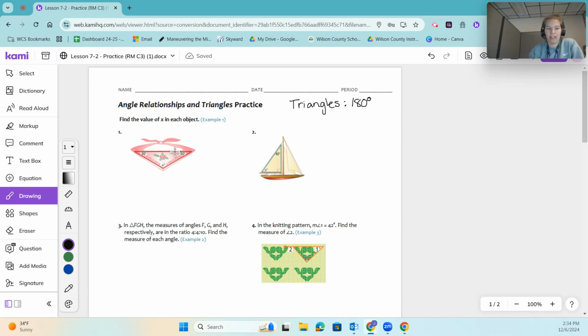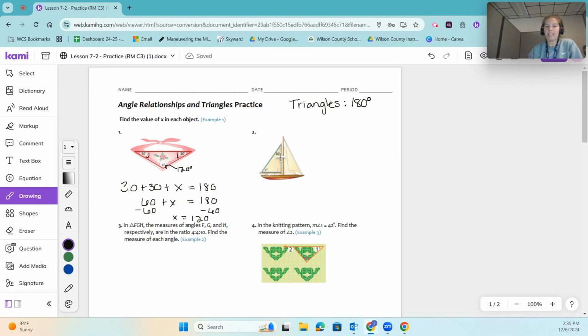So if we take a look at this first problem here, we have an angle here that's 30, an angle here that's 30. So we have 30 plus 30 is 60, plus this one we do not know, should equal 180 degrees. Subtract my 60 from both sides. X equals 120 degrees. So this angle right here is 120 degrees because we know all three of these angles have to add up to 180 degrees.